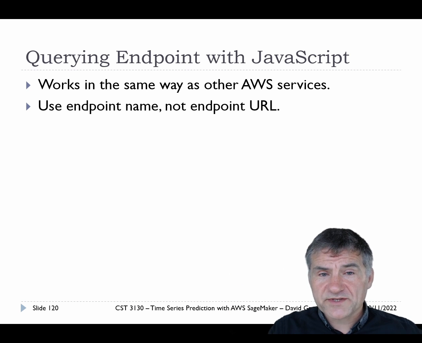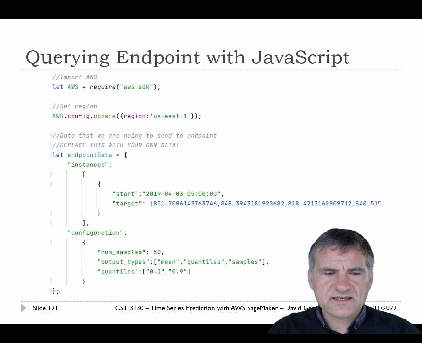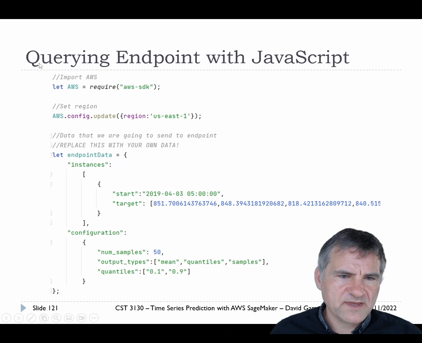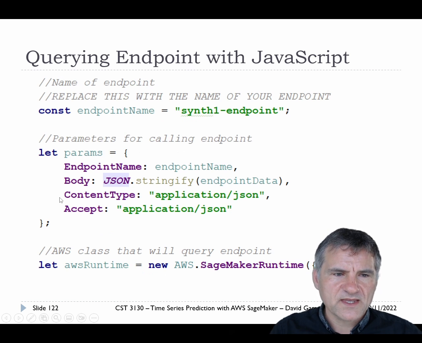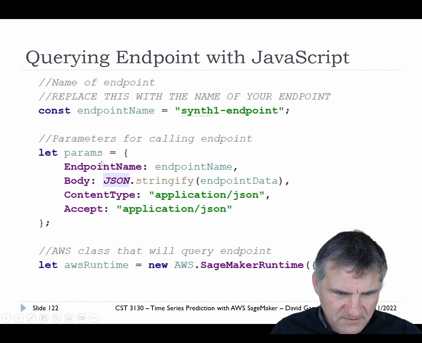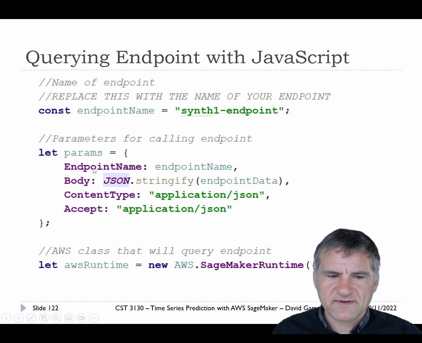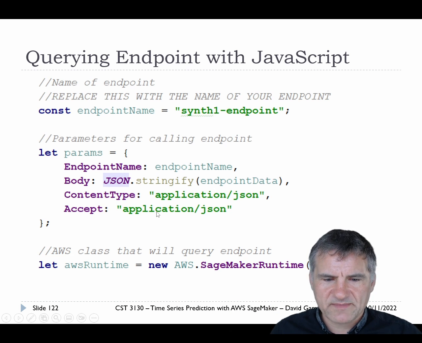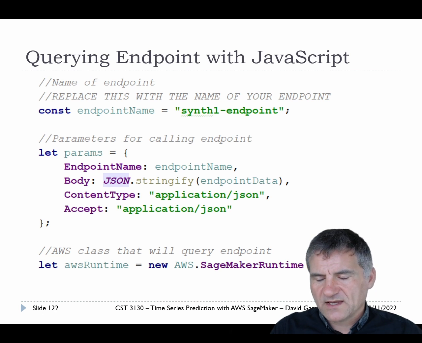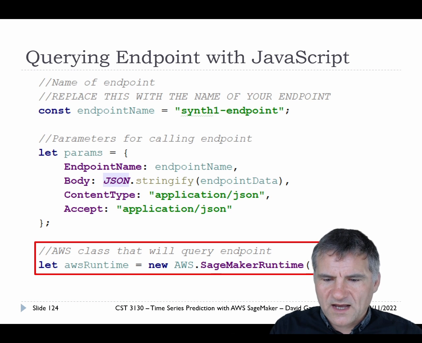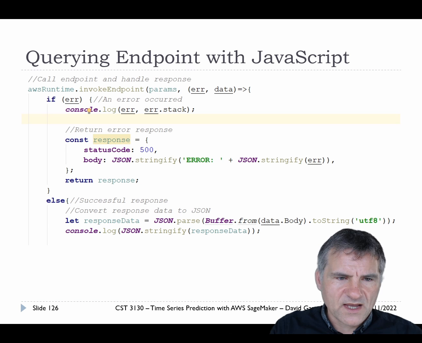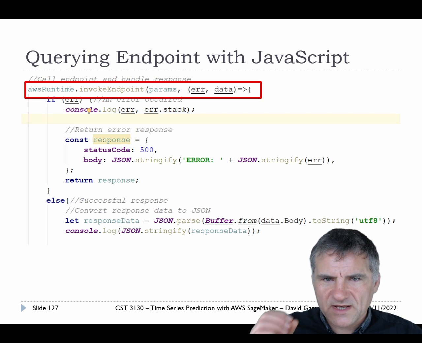To use JavaScript, we use the endpoint name, not the endpoint URL, unless you want to fiddle around with Axios. It's the same idea: we use the AWS SDK, and we build this data structure exactly the same as we did with Postman. Then we have the parameters, like any kind of AWS service: endpoint name, body, content type, accept, a few bits and bobs. Then we use the AWS runtime, which enables us to interact with SageMaker using JavaScript code, and with that runtime we can invoke the endpoint using these parameters.